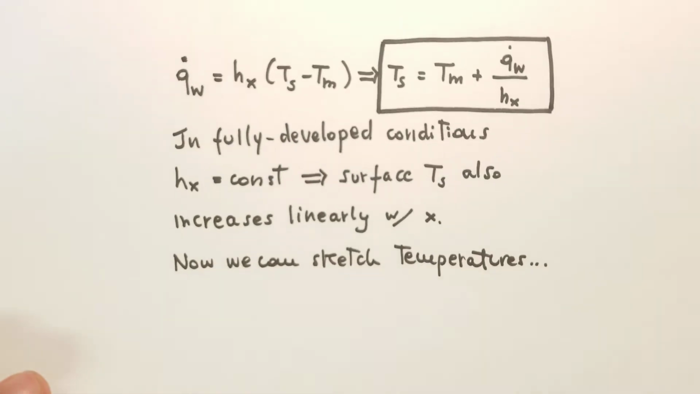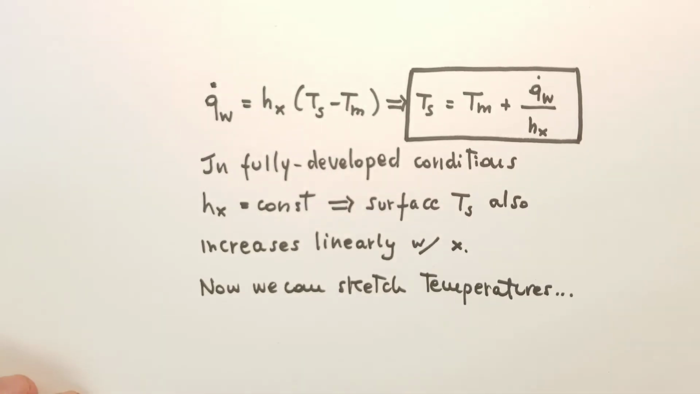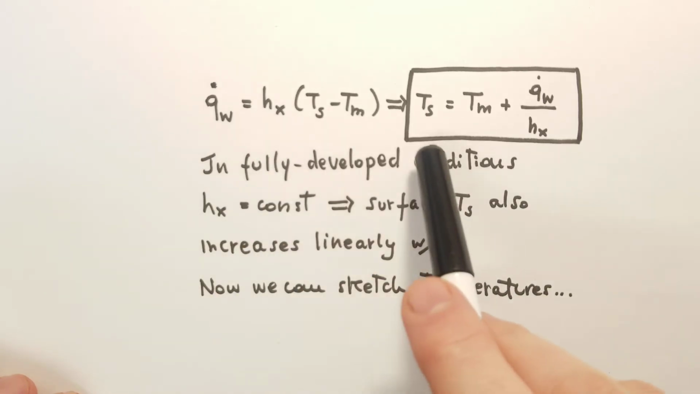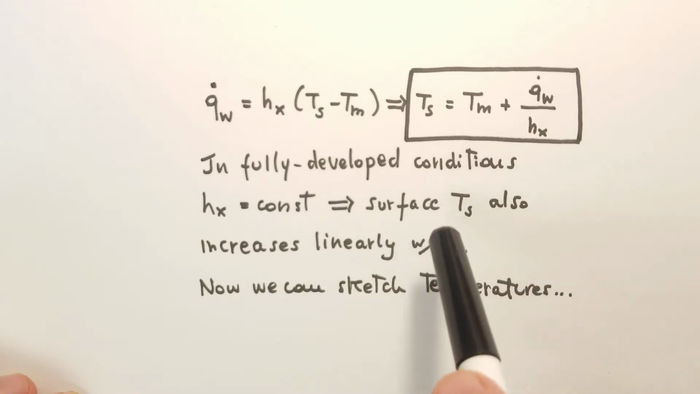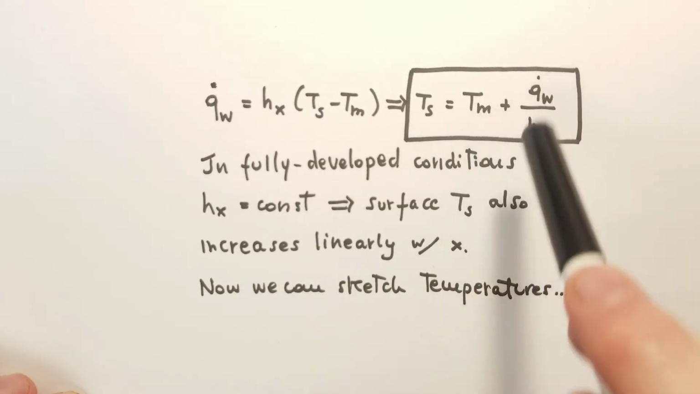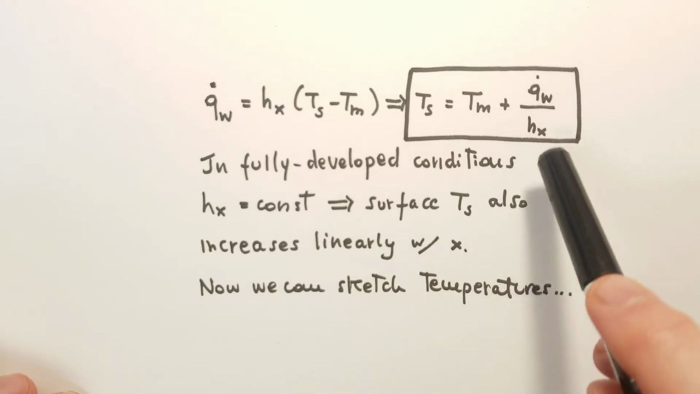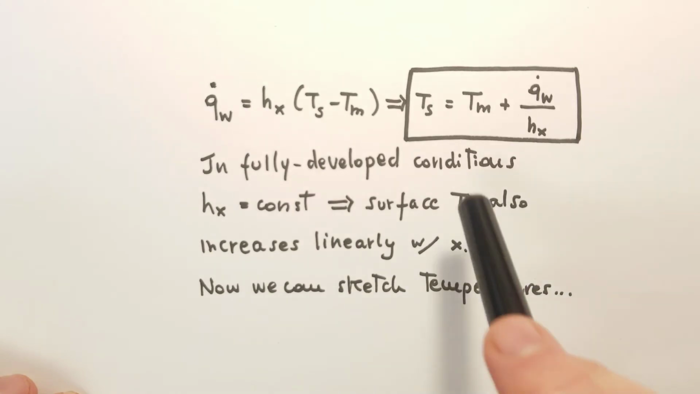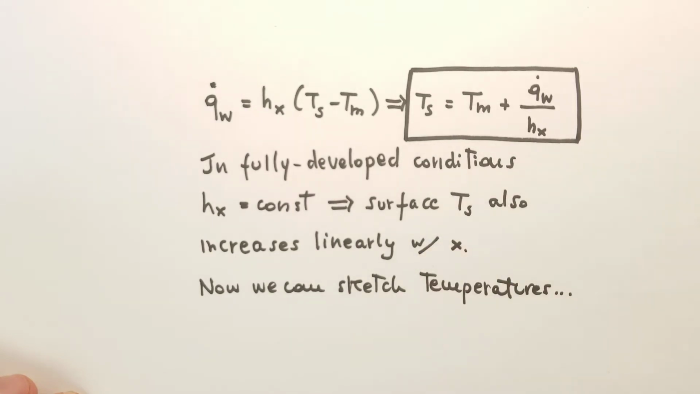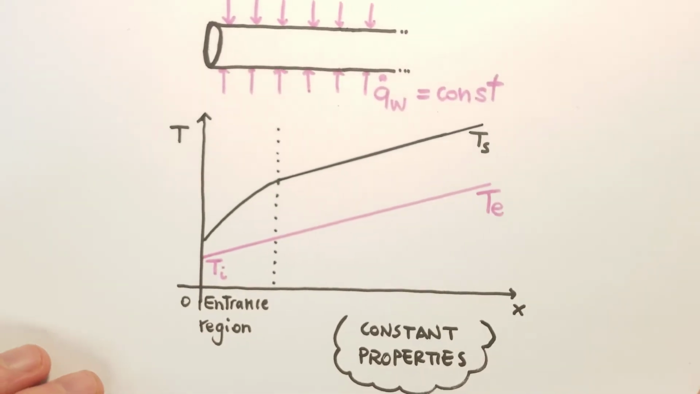What happens instead to the surface temperature if you have Q dot W, so the heat flux of the wall, constant? We rearrange, and again, we can see that we have Ts equal to Tm plus Q dot W over Hx, but Hx is constant, Q dot W is constant, so Ts grows just like Tm, so Tm grows linearly with x. Also the surface temperature of the pipe grows with x, so we can sketch this and see what happens in the case of constant Q dot.